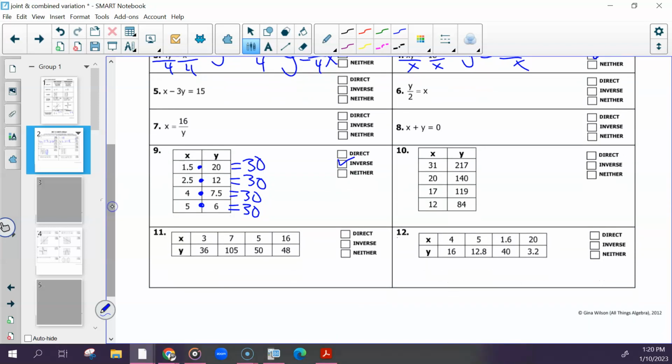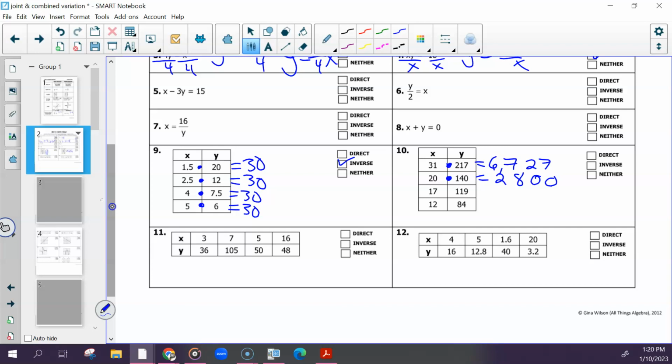Okay. Number 10, let's start multiplying, see if you get the same thing. 31 and 217. 6,707. Okay. 20 and 140. 27. This one. This 27. Oh no, for the top one. 27. My bad. 28. 2800. Okay. So obviously this is not going to work. They're already not the same.